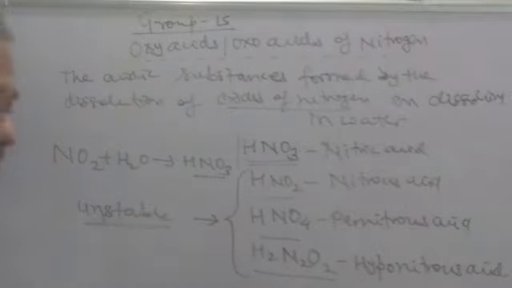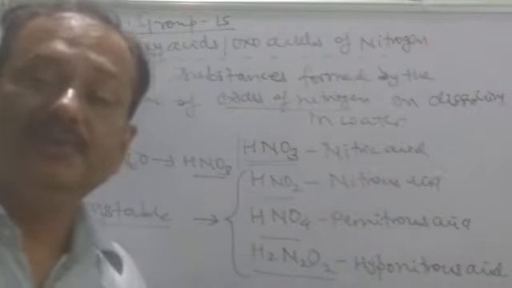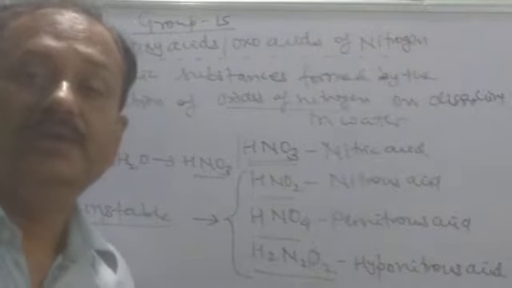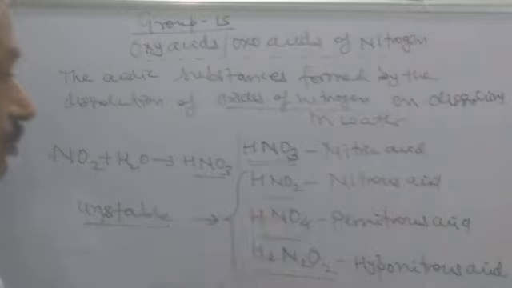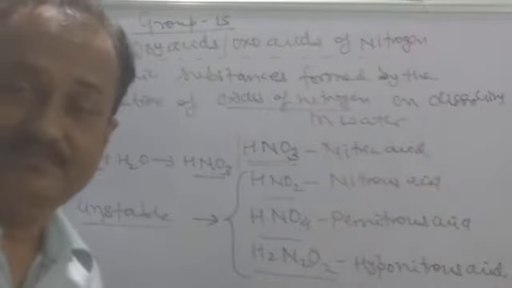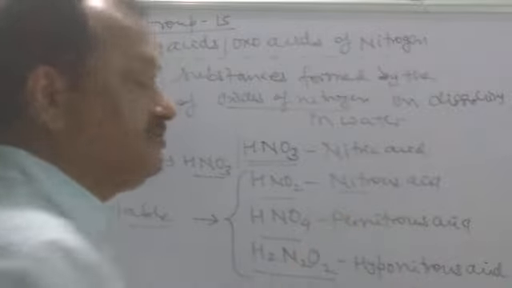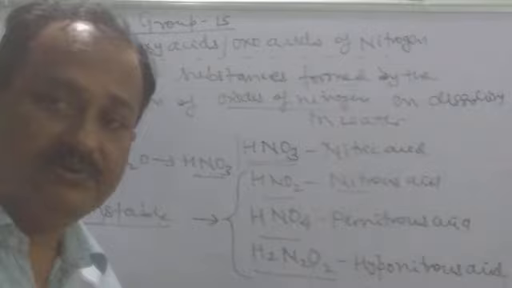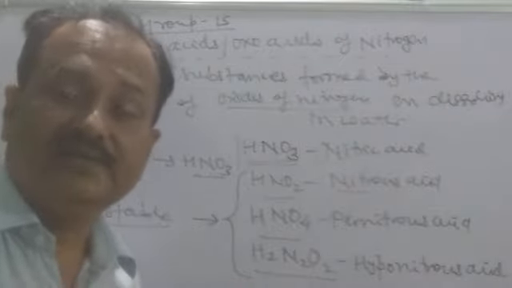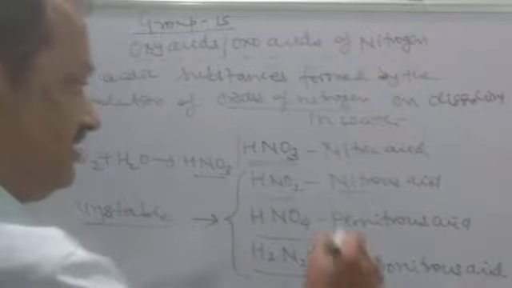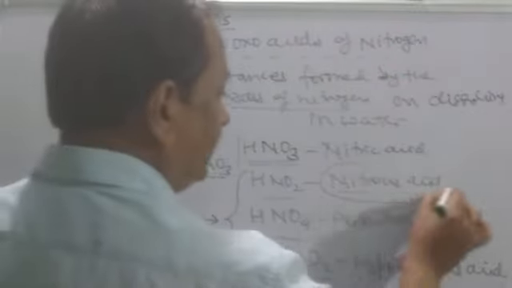So, except HNO3, these other three are unstable, because the bonds are very weak and they undergo decomposition reactions. Nitrous acid cannot be stored. It is prepared in situ whenever it is required in nitration or some other reactions, or diazotization. This nitrous acid is required in diazotization.